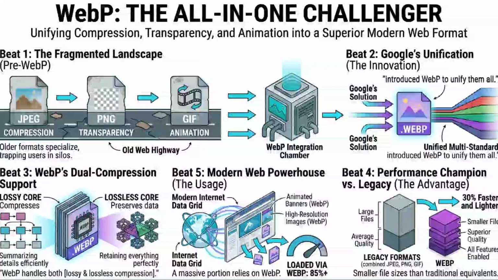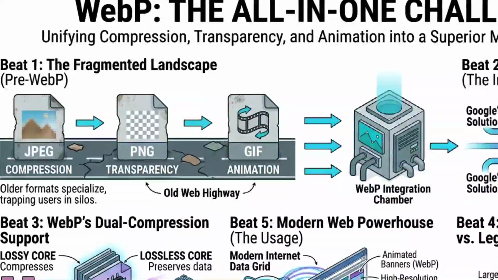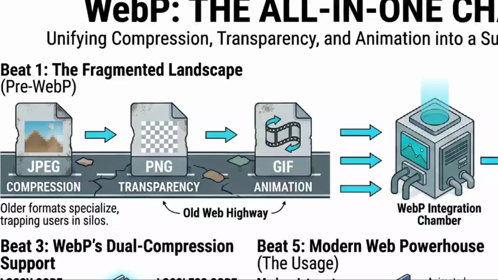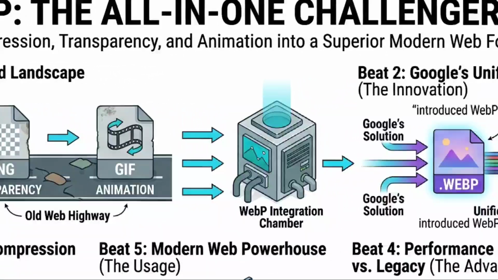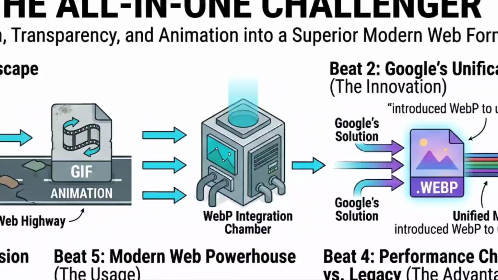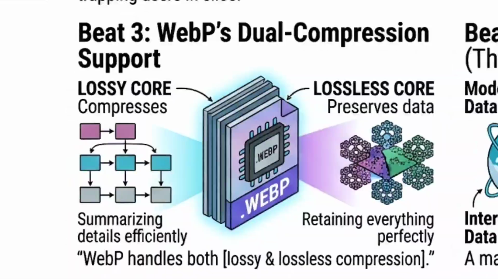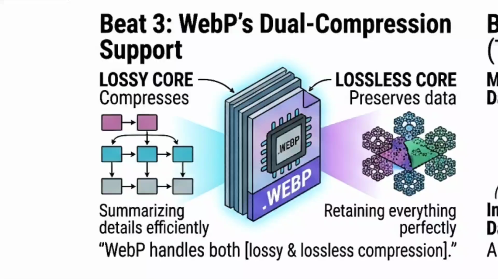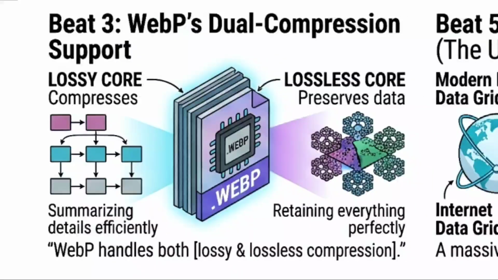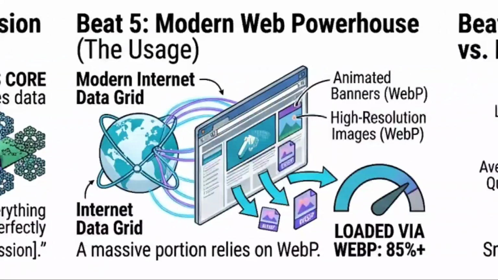WebP, the all-in-one challenger. By the mid-2010s, Google looked at the fragmented landscape. JPEG for compression, PNG for transparency, and GIF for animation, and introduced WebP to unify them all. Unlike older formats that specialize in either lossy compression, summarizing details, or lossless compression, retaining everything, WebP handles both. It supports animation like a GIF and transparency like a PNG, all while producing smaller file sizes than traditional equivalents. This is why a massive portion of the modern web relies on WebP behind the scenes.